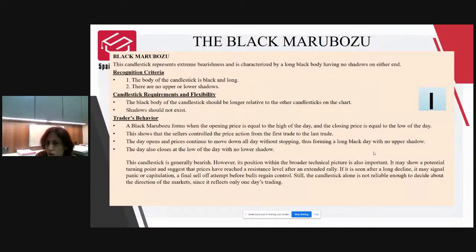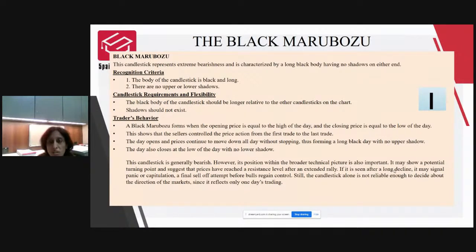It is seen after a long decline. If it is seen after a long decline, it may signal a panic or a capitulation and a final sell-off attempt by the sellers before the bulls regain control. Alright, so this was your black MARUBOZU.